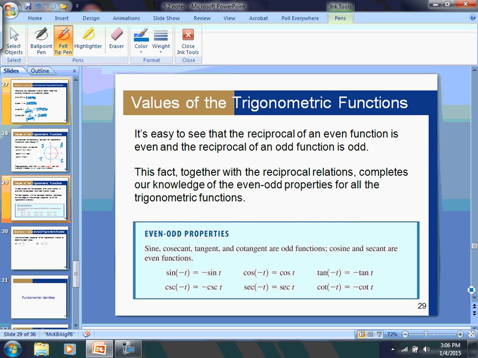So they have this chart in your book that summarizes all that information. Basically the cosine and the secant are going to be ones that switch from a negative to a positive. So if you're taking the cosine or the secant of a negative t value, it's going to switch to a positive t value in your answer. That's because in that fourth quadrant, cosine and its inverse are going to be positive.